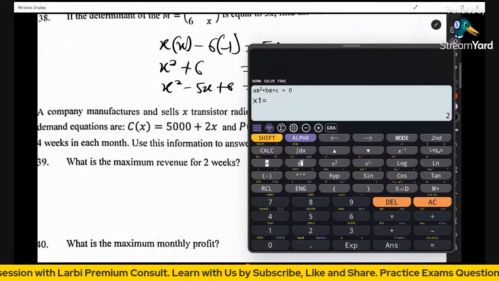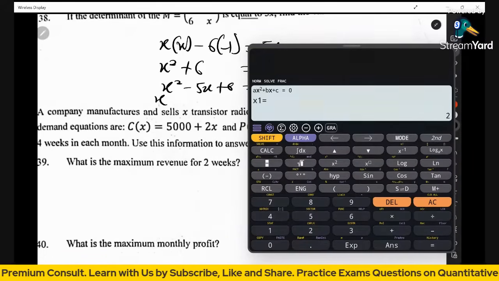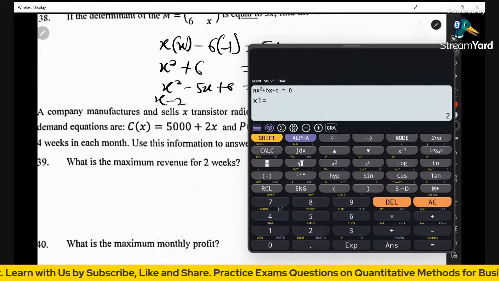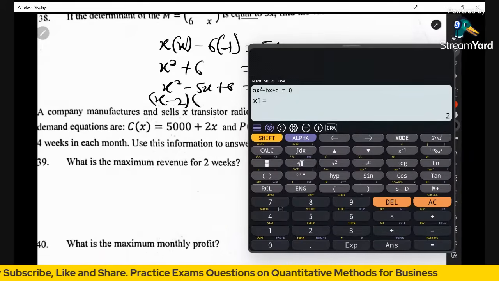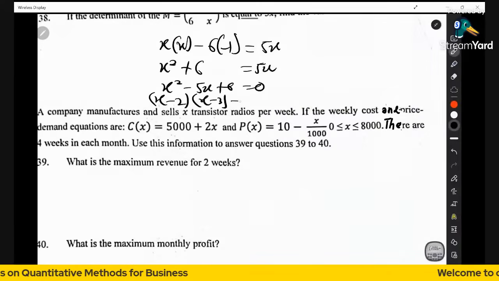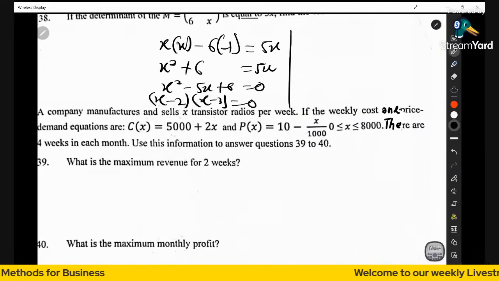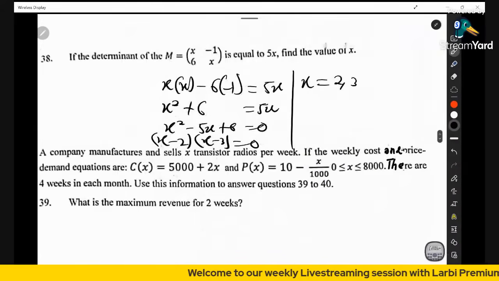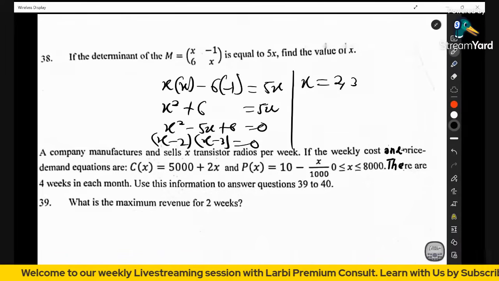So once I get this, I'll press the equal sign. I get my x to be equal to what? So here is +2, so that's going to be (x-2) in bracket, and then (x-3) in bracket, and all should be equal to 0. So therefore, we'll say that x should be equal to 2, comma, 3. So that is our value of x in that line. So let's take note of that.